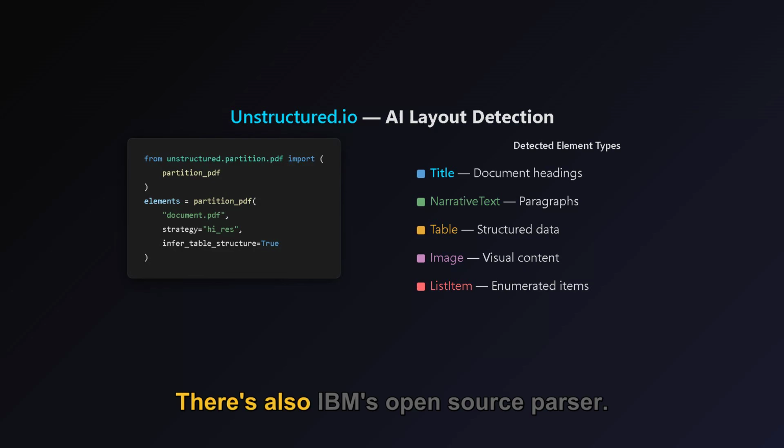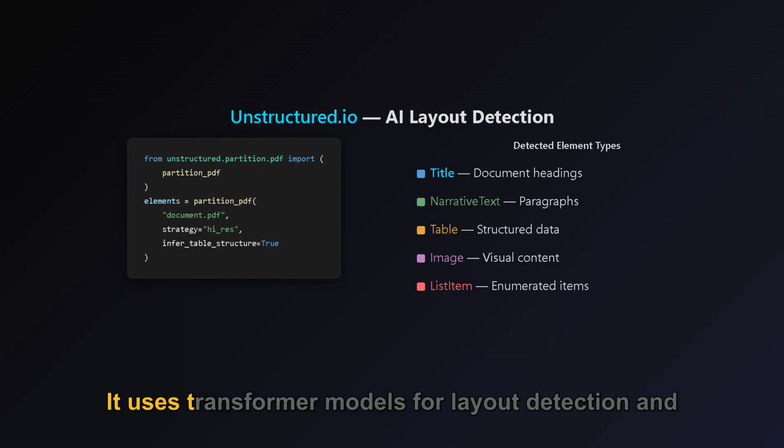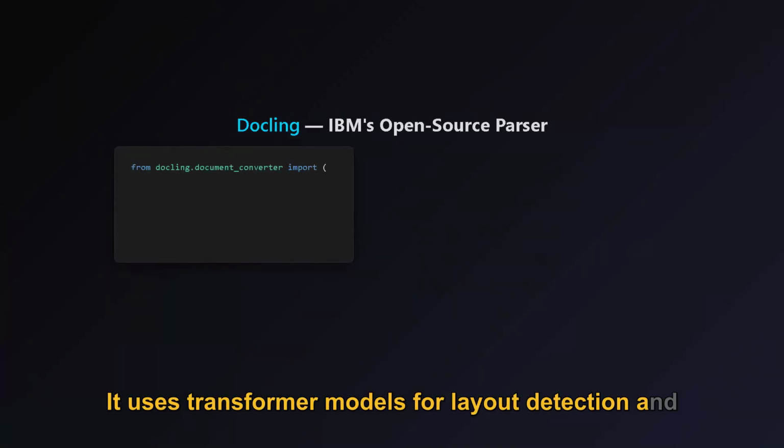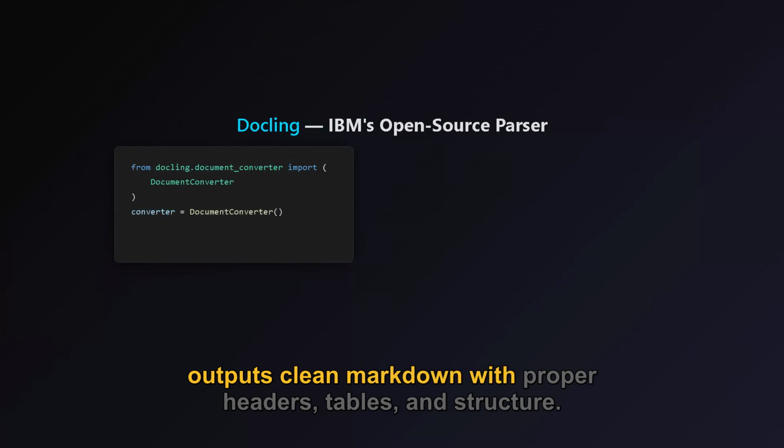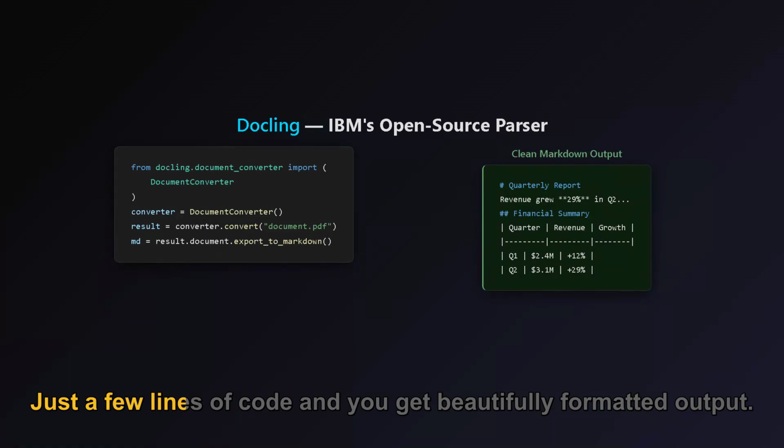There's also IBM's open-source Docling parser. It uses transformer models for layout detection and outputs clean markdown with proper headers, tables, and structure. Just a few lines of code and you get beautifully formatted output.